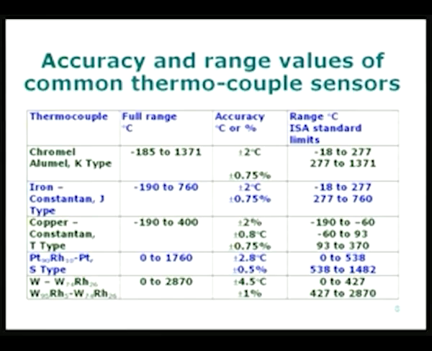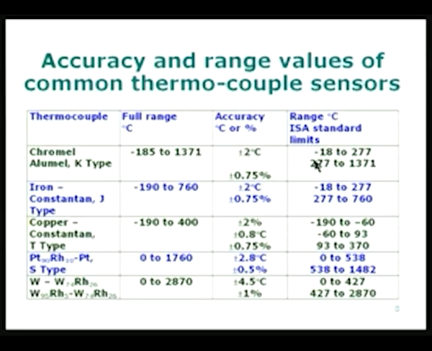So I am giving some accuracy range values for common thermocouple sensors. The type chromel alumel K type, it can be used between -185 to about 1371, a very large temperature range, and the accuracy is plus or minus 2 degrees Celsius in this range.